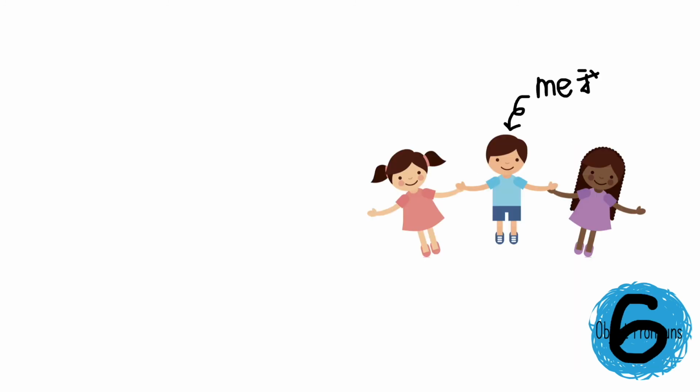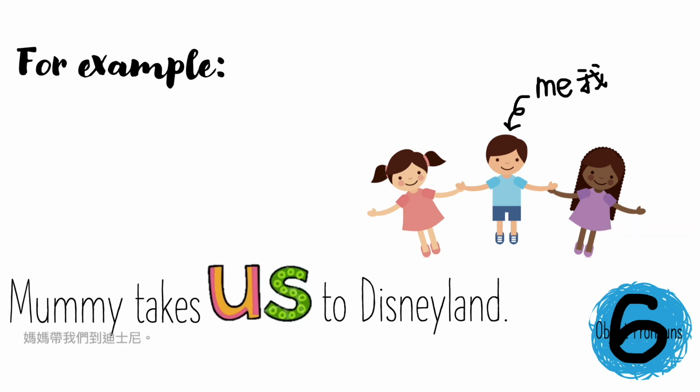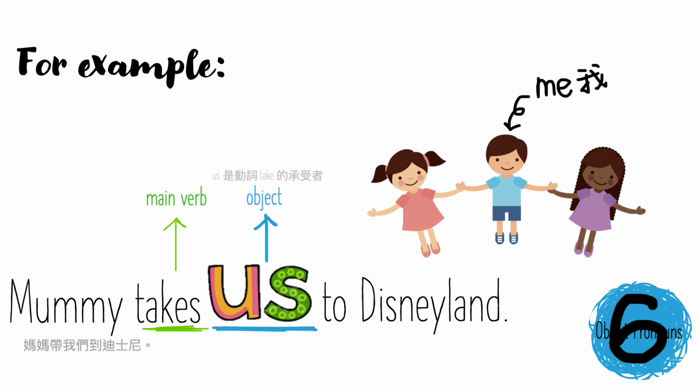Number 6, if you're including yourself in a group of people, you use us. For example, Mommy takes us to Disneyland. Takes is the main verb. Mommy is the subject. Who does Mommy take? She takes us. So us is the object. It is the receiving end of this action, take.